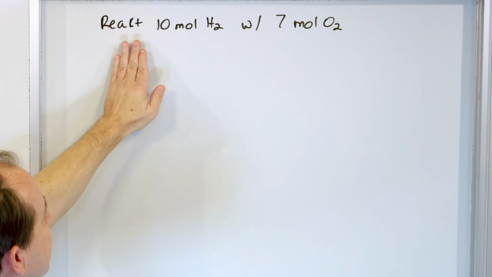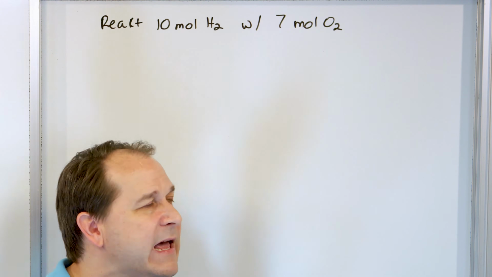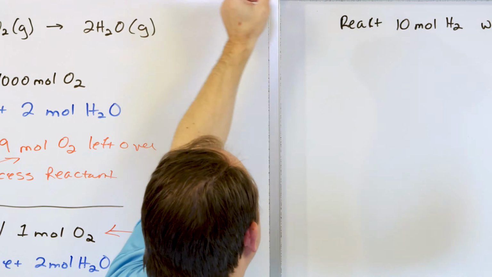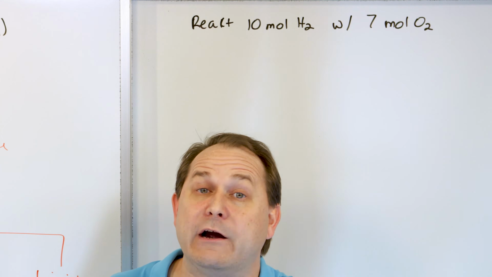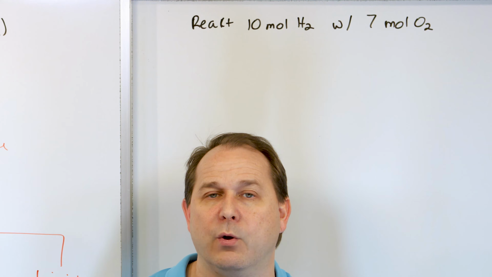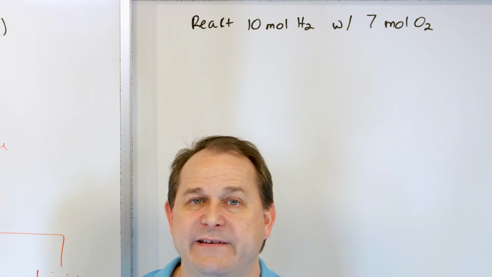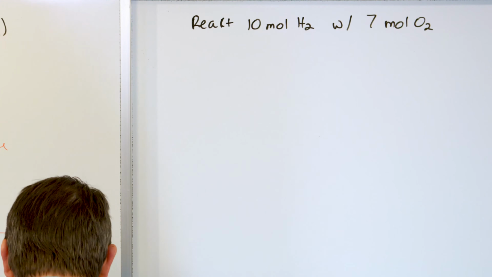If you're given 2 different amounts, in this case moles of hydrogen and oxygen, what you do is you say, okay, if I react 10 moles of hydrogen, according to the chemical reaction, how much oxygen will it require to fully react with that 10 moles? And then we'll do the same thing the other way, and we'll see which one is really limiting and choking the reaction and preventing it from continuing. How do we do that?